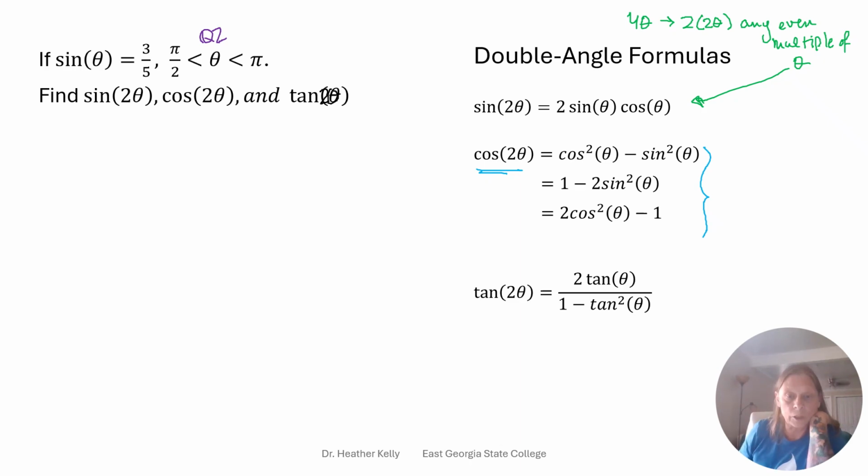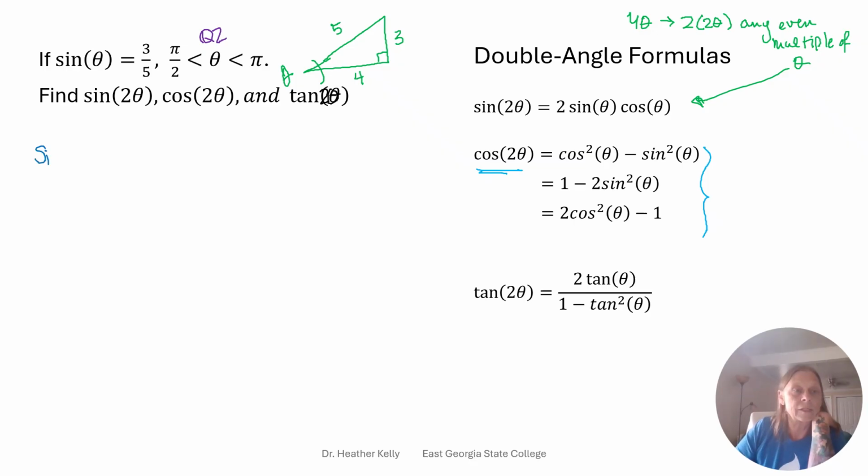So the first thing I'm going to do is I'm going to draw my little triangle. Get me a little triangle going on here. Here's my theta. My sine is 3 over 5 here, and hopefully by now you've learned that if you've got a 3 as a leg and a 5 as the hypotenuse, it's going to be a 3, 4, 5 triangle. Alright, and then all we're going to do is we're going to apply these formulas here.